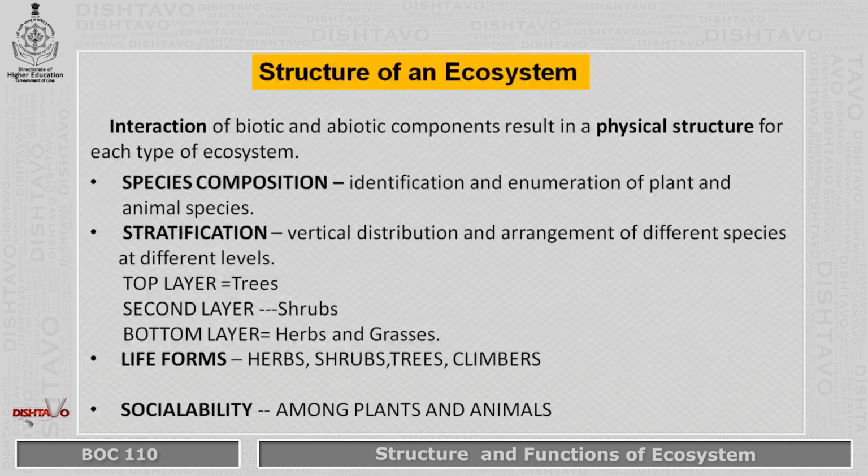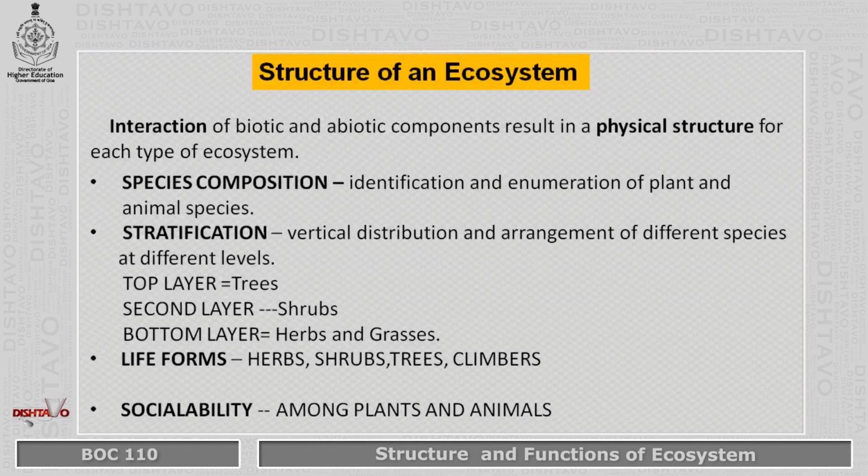When there is an interaction between these biotic and abiotic components, it results in a physical structure that is created in each ecosystem. In the previous module we had seen there are terrestrial ecosystems and aquatic ecosystems. Each type of ecosystem will create a physical structure that can be observed and understood. This physical structure will have certain things in it.